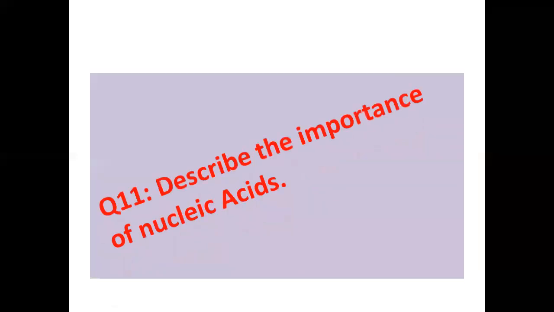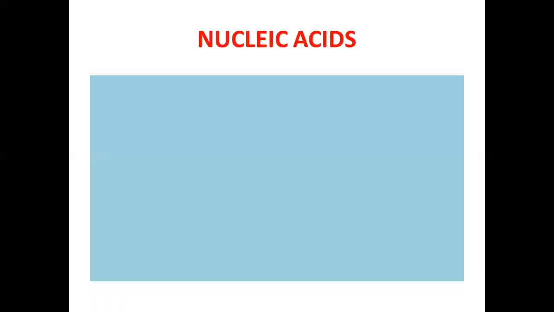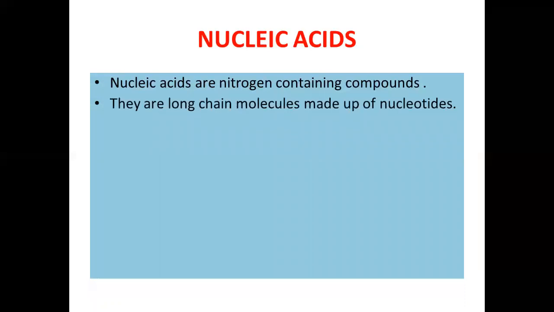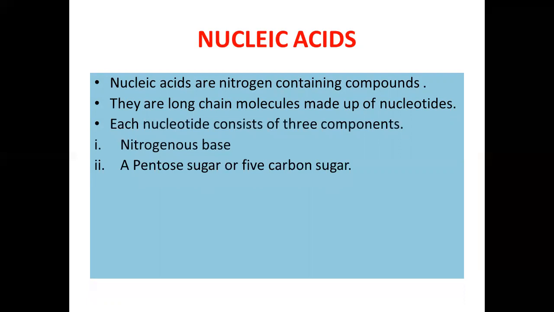Then question number 11, describe the importance of nucleic acid. What is nucleic acid? Nucleic acids are nitrogen containing compounds. They are long chain molecules made up of nucleotides. Nucleotides, I told you, consist of three components: nitrogenous base, pentose sugar or 5-carbon sugar, and phosphate group. These three units combine together to form a nucleotide.